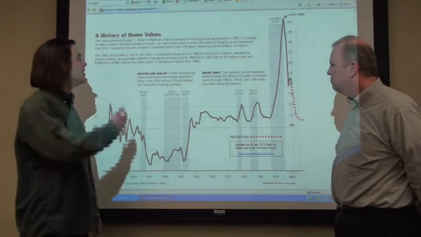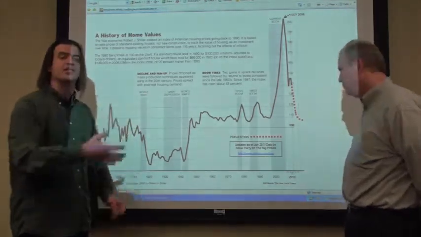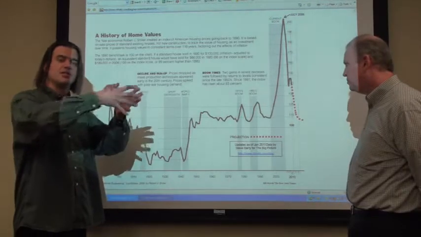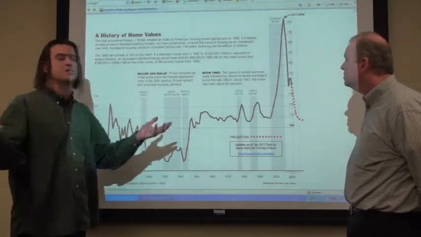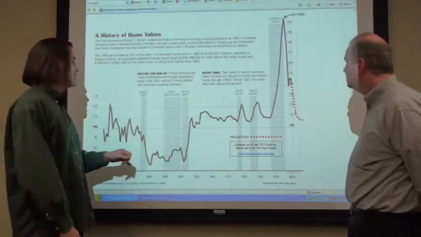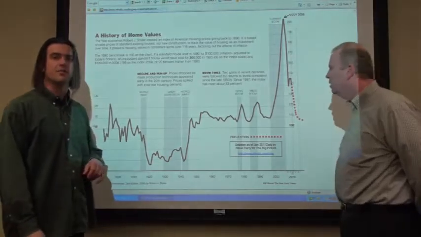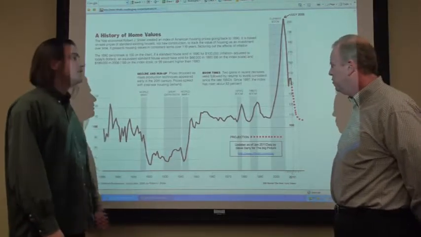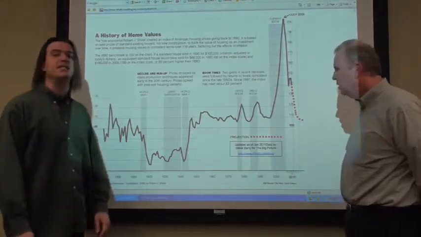They have looked at what they call a standard house, and they've done some adjustments to deal with what a standard house is, because as we all know, houses have changed over time. And then they've also taken inflation out of the picture. So this goes back 120 years. Yeah, this goes all the way back to 1890.